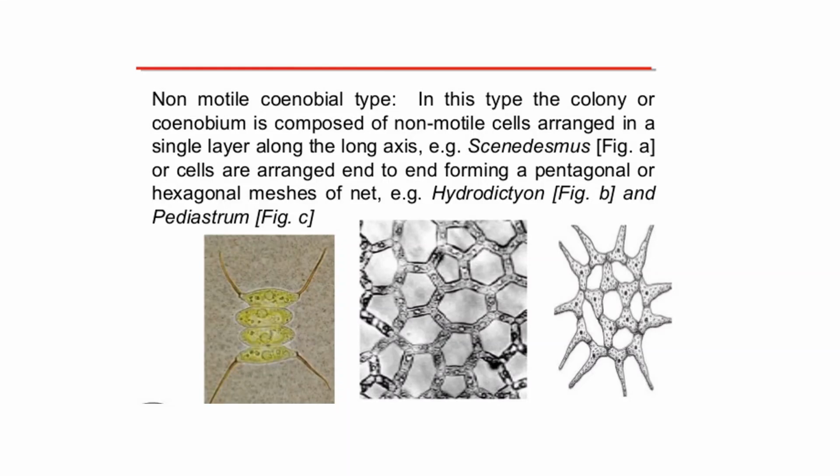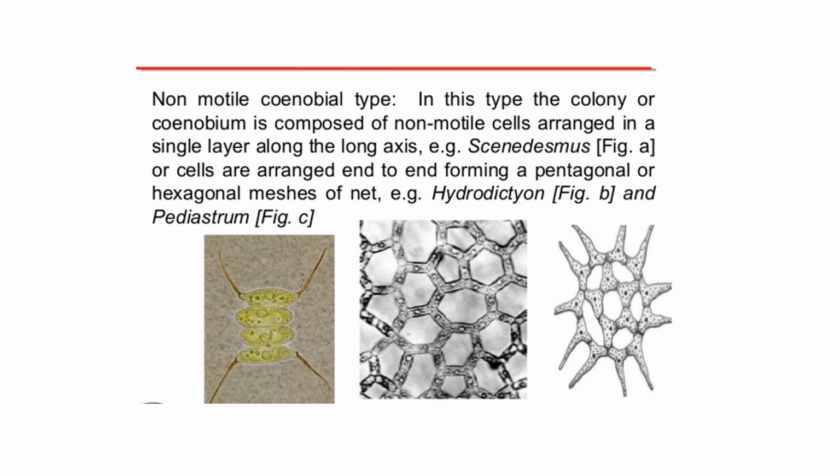Next, we have the non-motile coenobial type. In this type, the colony or coenobium is composed of non-motile cells. They do not have flagella and cannot move. They are arranged in a single layer along the long axis, for example Scenedesmus, figure A, or the cells are arranged end to end forming pentagonal and hexagonal meshes of a net, for example Hydrodictyon, figure B, and Pediastrum, figure C.